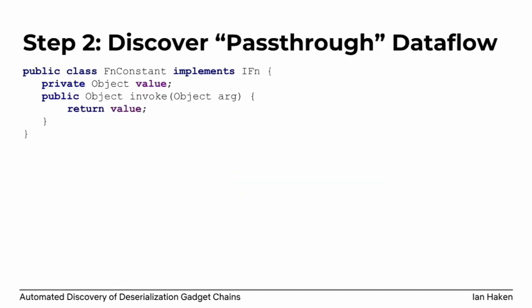So the next step is where things start getting a little bit interesting, where I want to discover what I call pass-through data flow. And the goal of this step is to understand if an attacker is able to control some argument that gets passed into a function, can the attacker control the return value of that method? And we basically just want that so that we can do the next step where we understand what methods call other methods. So that's what we do in this step. And we basically just do a little bit of symbolic execution where we step through the bytecode one instruction at a time. And then whenever we return a value, we will output that.